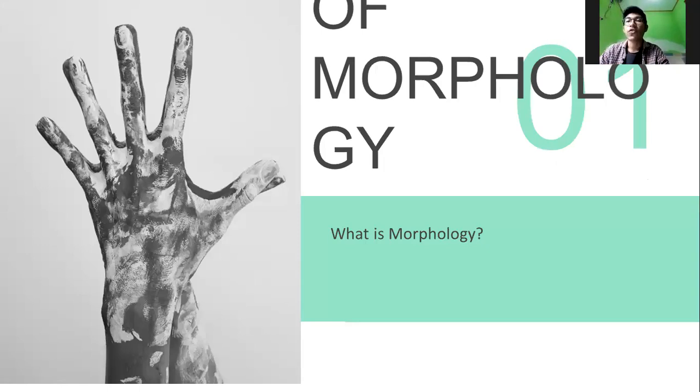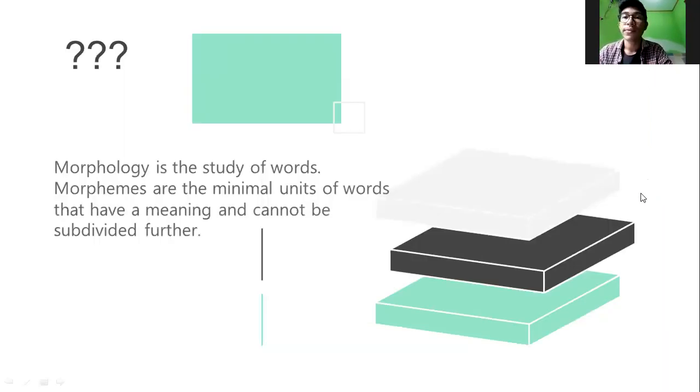Okay, so for the first one, we're going to talk about morphology. So what is morphology? Morphology is the study of words. Morphemes are the minimal units of words that have a meaning and cannot be subdivided further. So that is actually the smallest. Next.